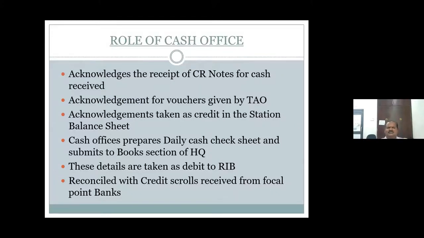balance sheet. So the cash office prepares the daily cash section and submits it to the accounts office also; the headquarters book section should know what all the earnings received on a particular day are. So the earnings received are reflected and sent to the headquarters through the section. Where the section is generated, the credit scrolls are received. They are received from the bank's nominated local point branch. So credit scrolls are received and reconciled in the headquarters book section. The debits and credits are reconciled.